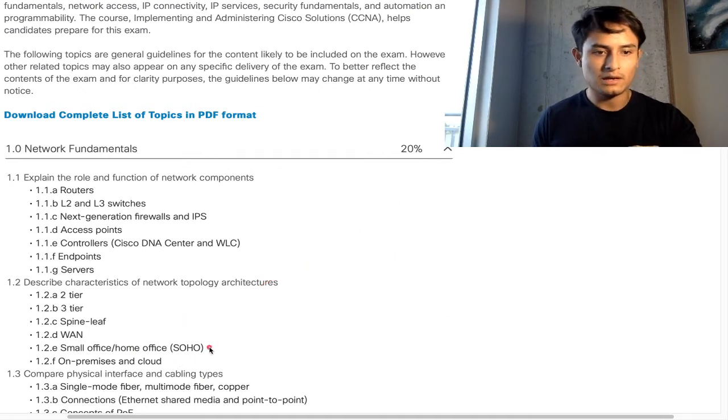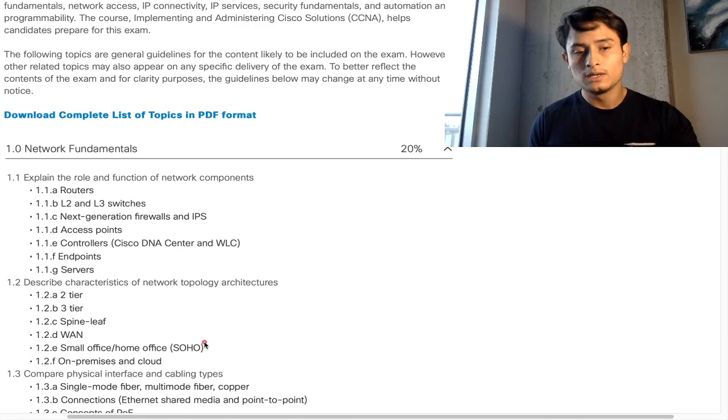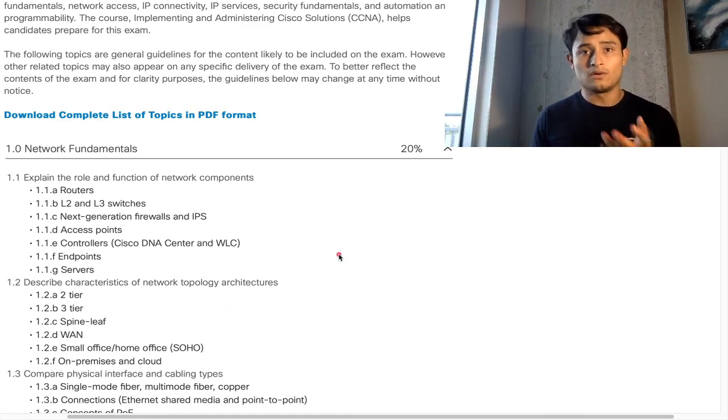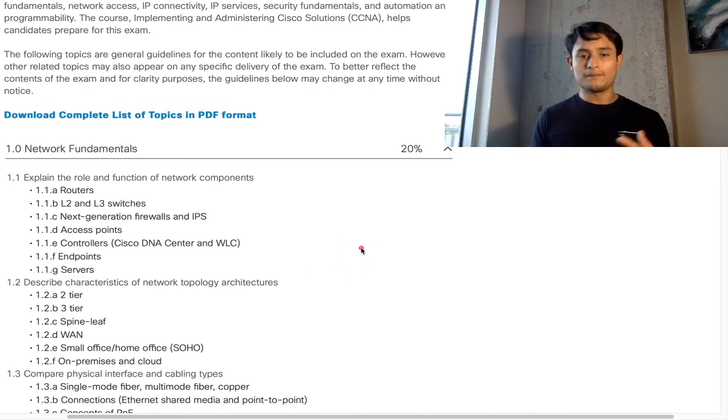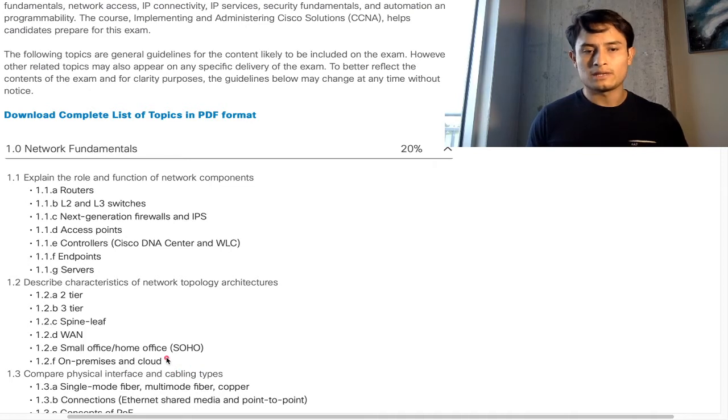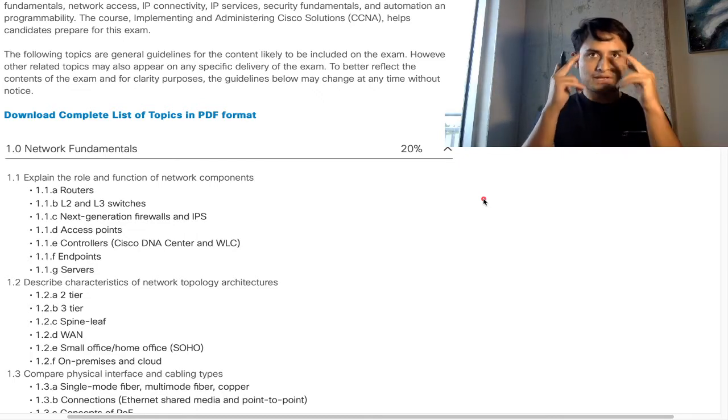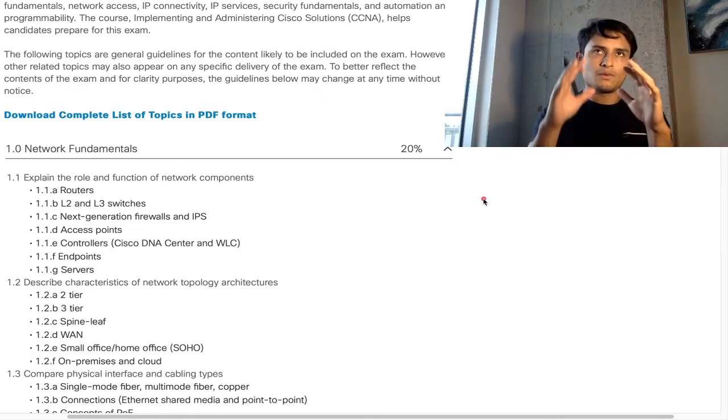On premises, a small office and home office, SOHO. So again, what is the network? What does the network look like in a SOHO environment? Okay, on premises and on cloud. On premises is just basically your physical servers that you have in the enterprise, in your company. And then what does the cloud infrastructure look like? What does the cloud look like? Just, when you hear these terms, you automatically have to picture something in your head and be able to know what they look like.